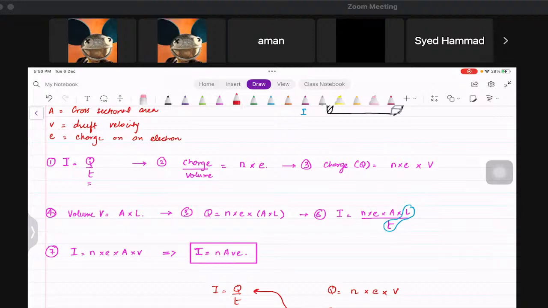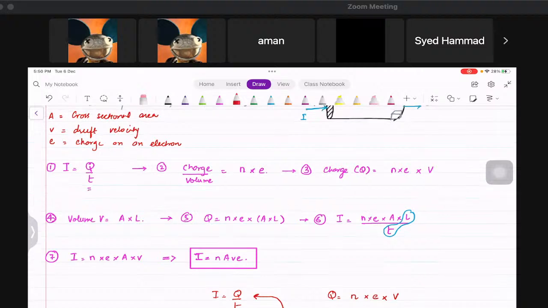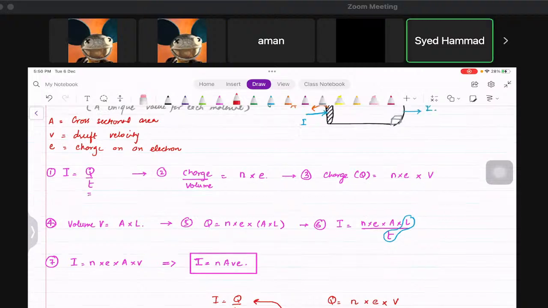Sir, wait, I need to copy it. Yes, copied. How did you remove L over T here? Because velocity is displacement over time, right? So if there is displacement over time here, I can actually put this right into this. Do you understand? That's all.